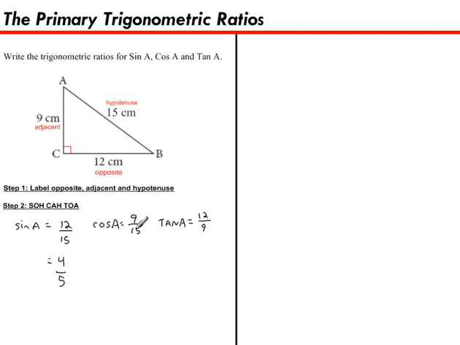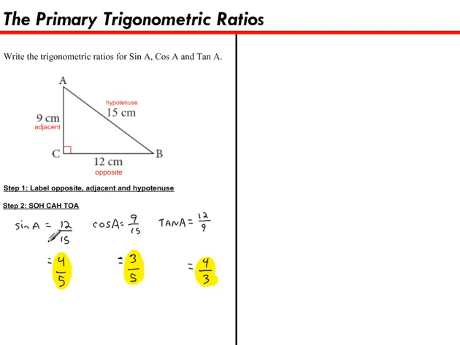For cos A, looks like the same number is going to go into both of these, 3. So 9 divided by 3, that's 3. And then 15 divided by 3, well, we already saw that, that's 5. And finally, for tan A, would you believe it, the same number goes into both of these numbers. So 12 divided by 3, that's 4, and then 9 divided by 3, that's just 3. And these are our 3 primary trigonometric ratios for the right angle triangle we've seen up there.